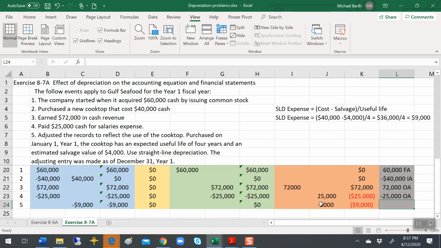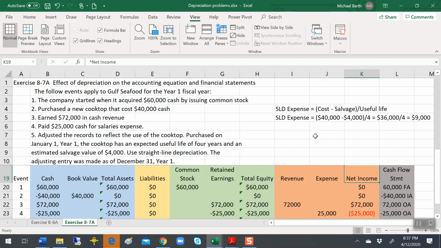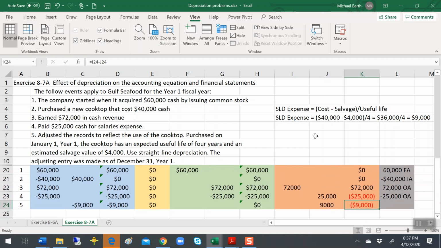There is no effect on the cash flow statement, but the revenue minus expense goes down by 9,000, which means that we need to reduce shareholders' equity by 9,000.